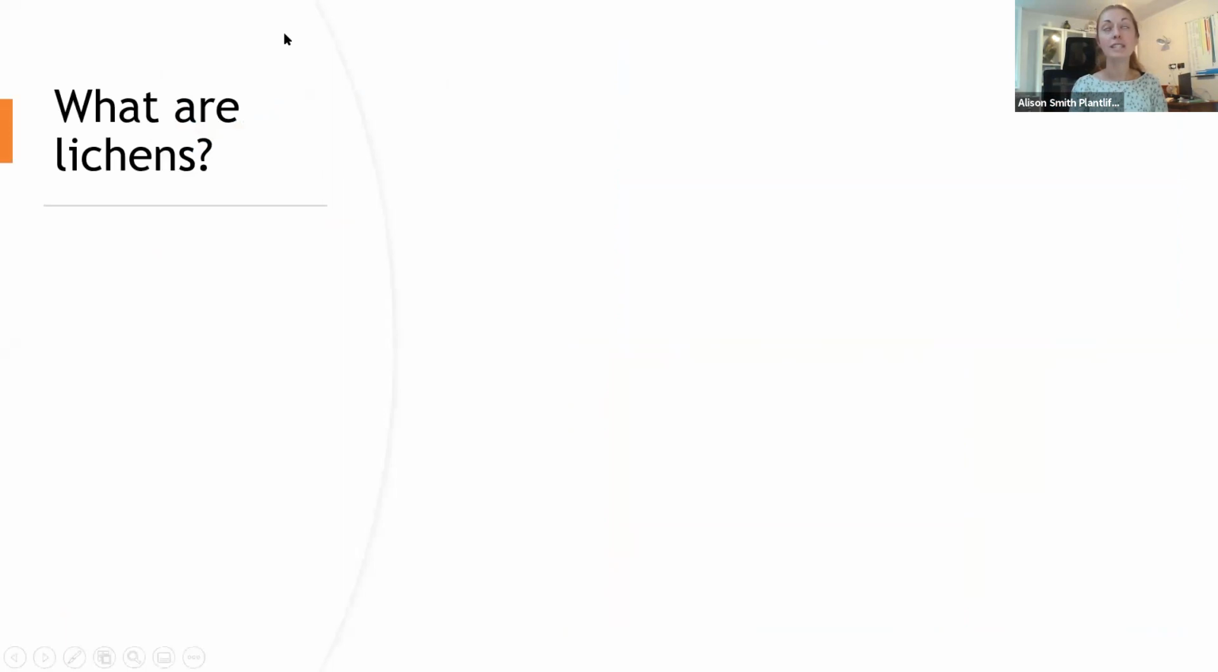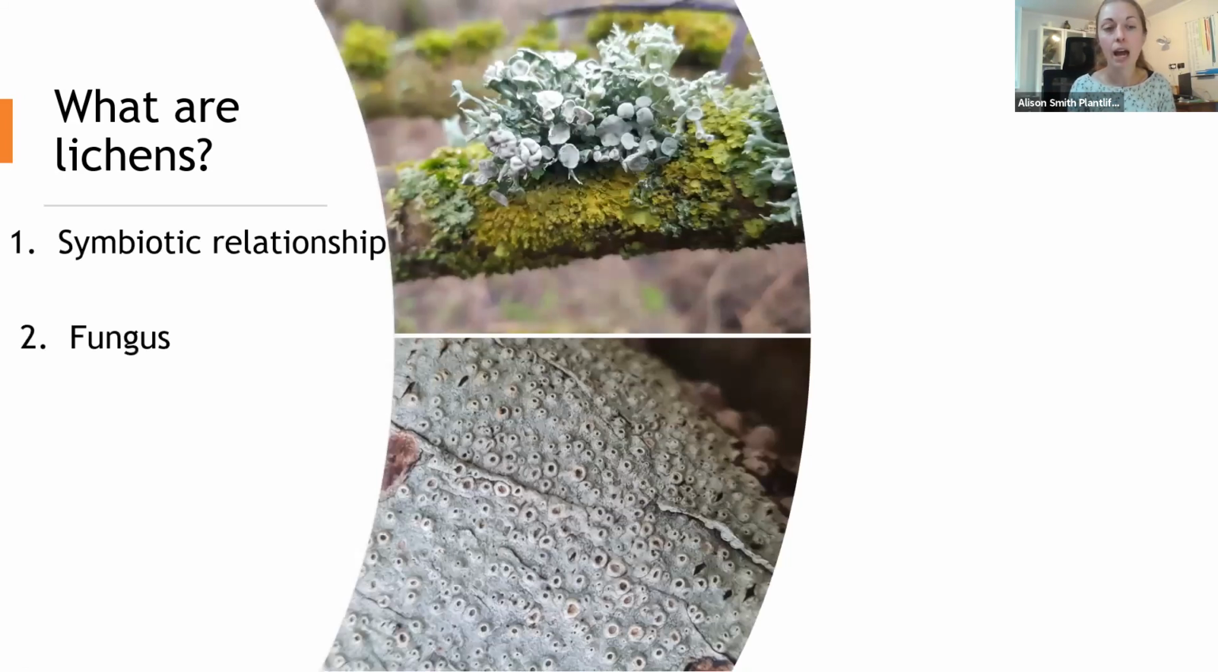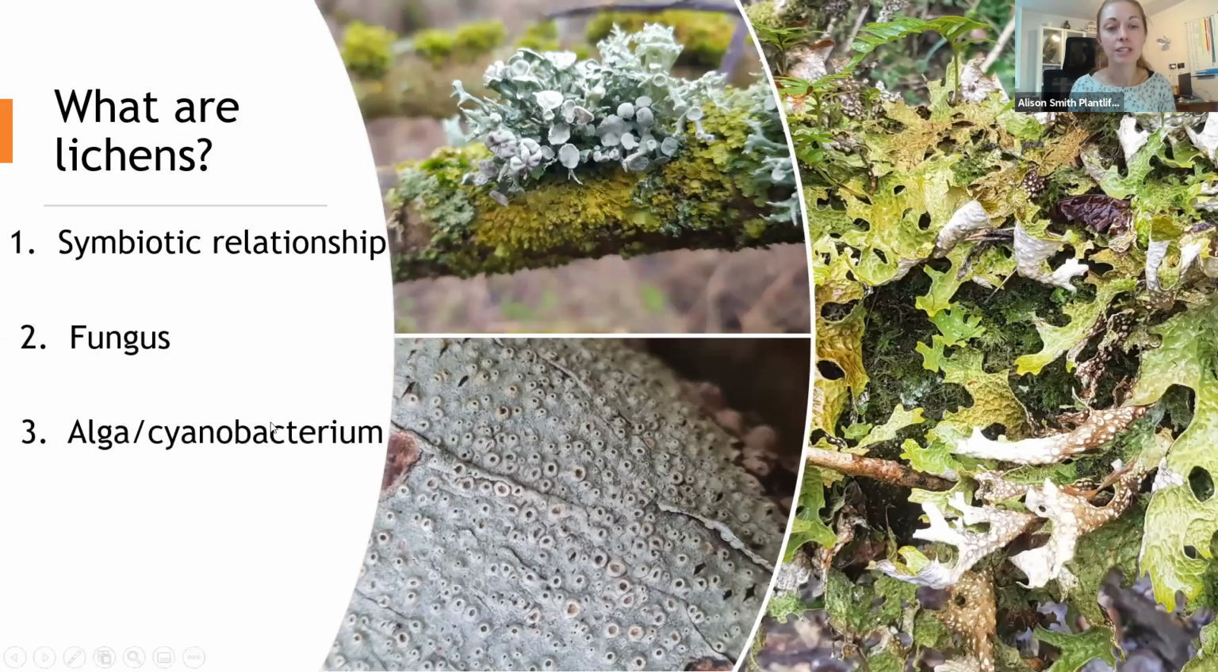Okay, so what actually are lichens? Usually I start with this slide, but I wanted to introduce those growth forms and a bit of the diversity first. So I touched in the very beginning of that video on what lichens are: a symbiotic relationship between a fungus and a photosynthetic partner, which is usually an alga in 90% of lichen species, or in about 10% of lichen species, a cyanobacterium.